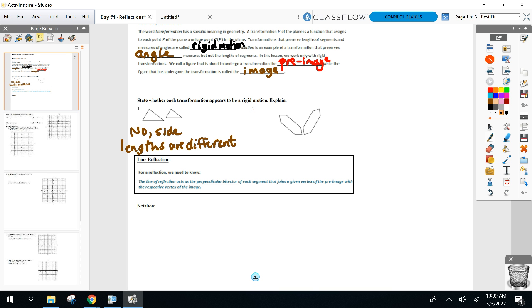What do you think about 2? Does it look like a rigid motion happened? Yeah. So yes, and our reason will be side length and what else stayed the same? Side length's not good enough. Side length and angle measure stayed the same. Side length and angle measure remain the same.